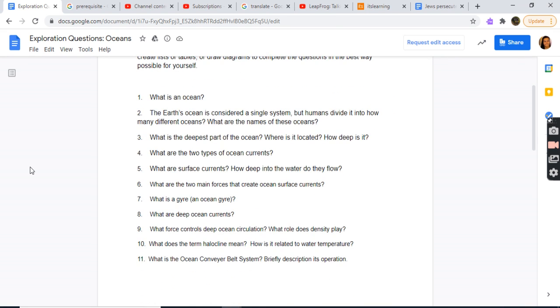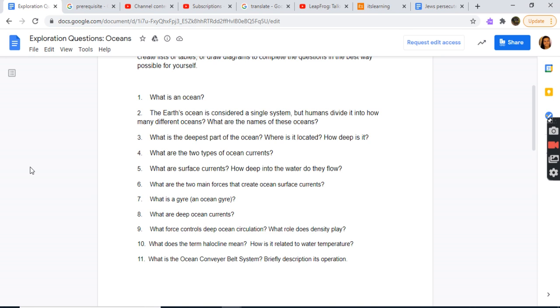What is Earth's ocean? The Earth's ocean is considered a single system, but humans divide it into how many different oceans? What are the names of these oceans? I'll give you a hint. These are all oceans that are familiar. You might find some familiar too.